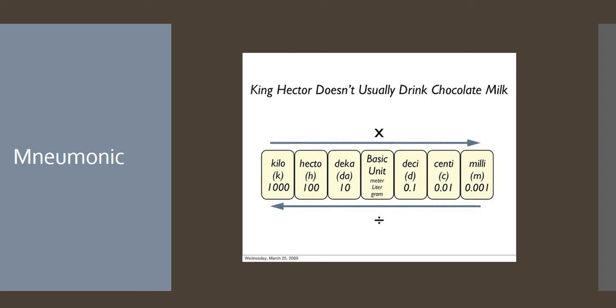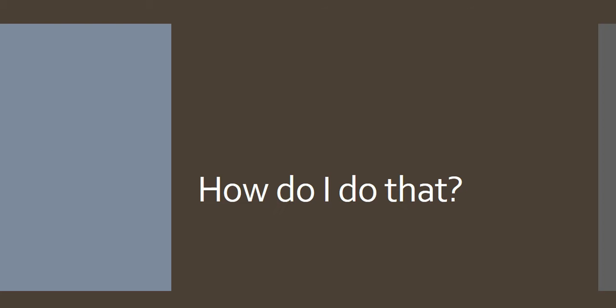Now, you might be thinking to yourself, that sounds difficult to remember, but you can use this handy mnemonic. King Hector doesn't usually drink chocolate milk. And what it does is it lines up kilo with king, hecto with hector, doesn't with deca, unit with usually, deci with drink, chocolate with centi, and milli with milk. So how does that work? So you should have this on your paper. I would ask that you write down the mnemonic on top of the picture. So how do I do that?